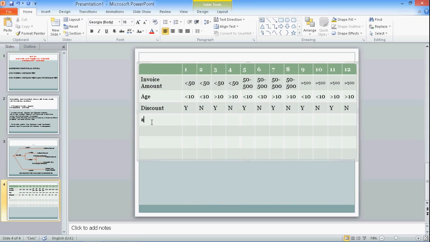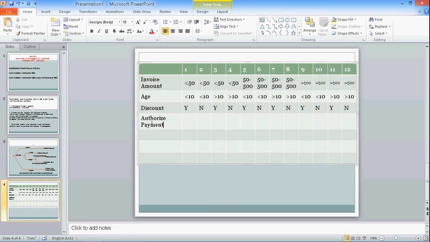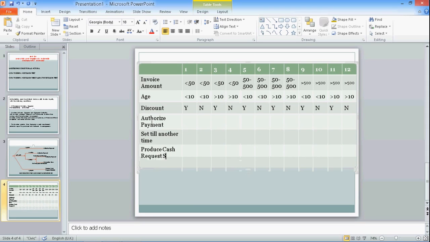We say authorize payment, that's 1. And here test another time, and then here we'll say produce cash request schedule. These are the 3 actions we have.